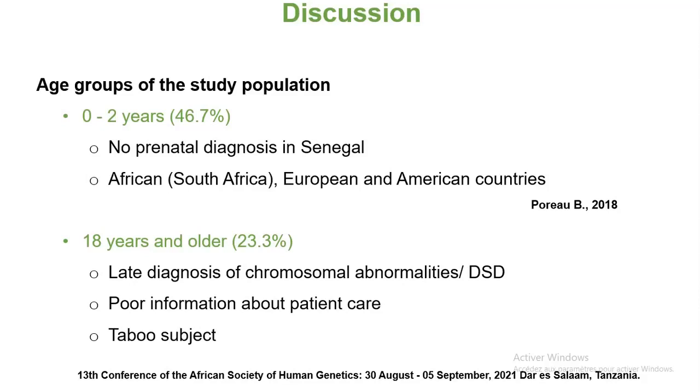The second group, the age group of 8 years and older, represents 23.3% of our population. This shows that there is a late diagnosis of chromosomal abnormalities and also DSD because of the poor information the population has about patient care. A further reason is the fact that DSD are a taboo subject in our society.